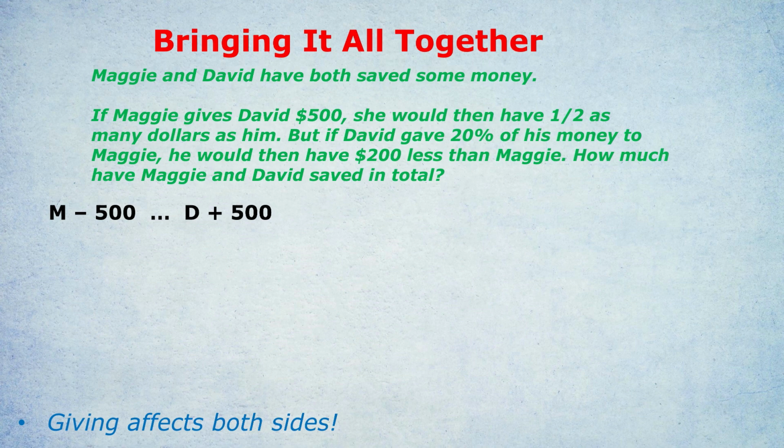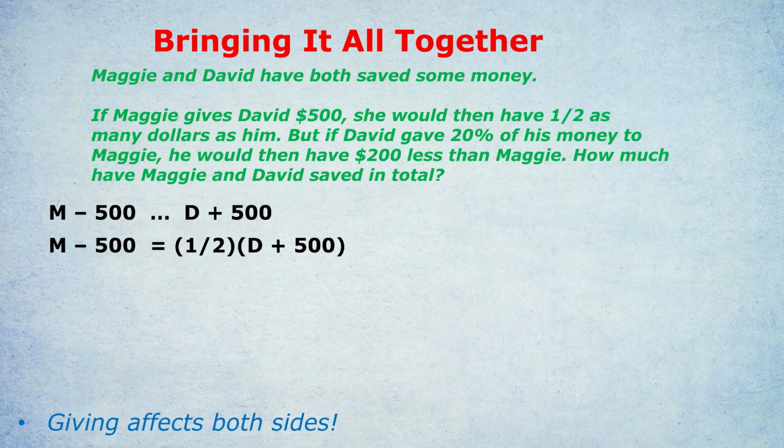Now let's deal with the she would then have half as many dollars as him. The she would then have is an equals and half as many dollars as him belongs on his side. So it would be M minus 500 equals a half D plus 500 in brackets, of course. Don't forget the brackets. The half belongs next to David's side because it was after the equals. It was after the she would then have.